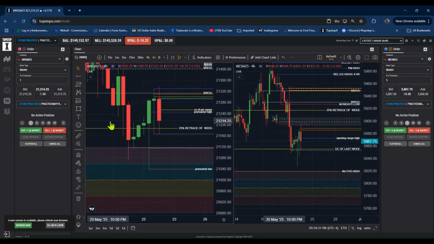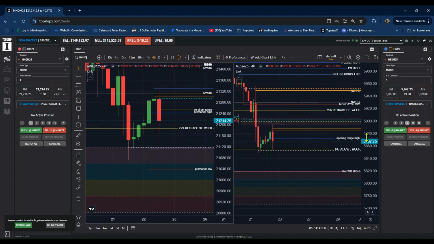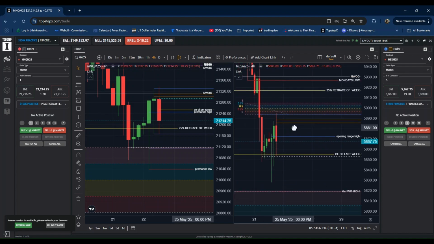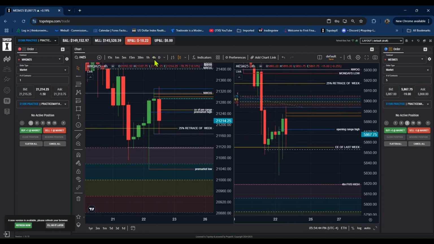Hello, traders. On the left side of the screen here, we have Nasdaq. And over here, we have the ES. I'm going to zoom into today's price action. This is a 4-hour chart.